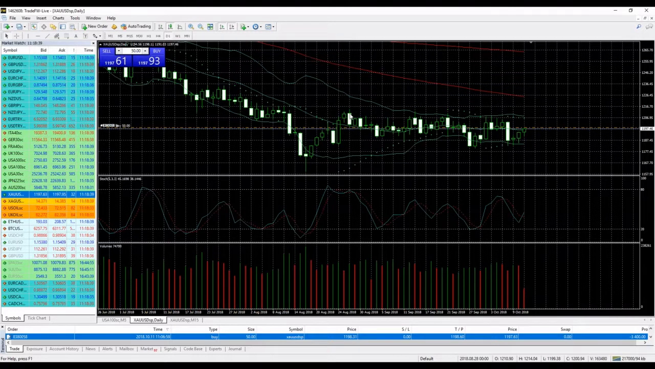It's moving between 1,206 and 1,185. This is the range in which gold is moving. It might move a bit higher or a bit lower, but most of the time it's moving in this range, and you can see this very clearly. We are looking at the daily chart and it's very, very clear.